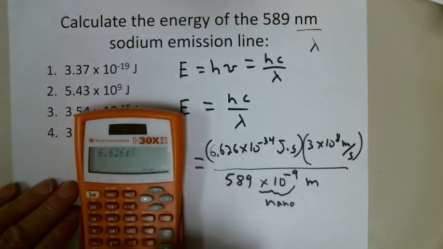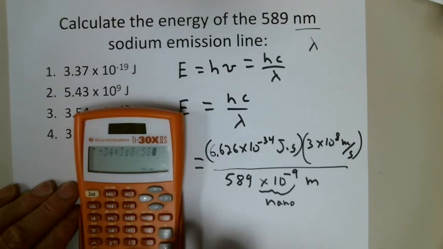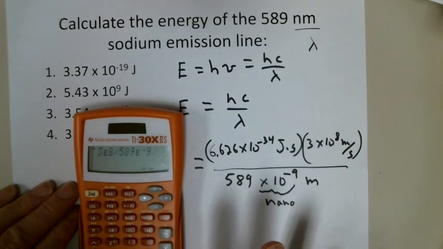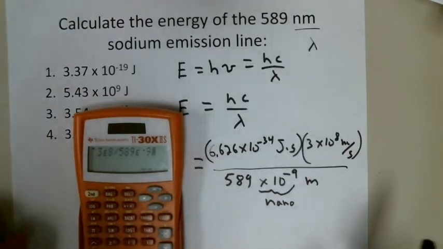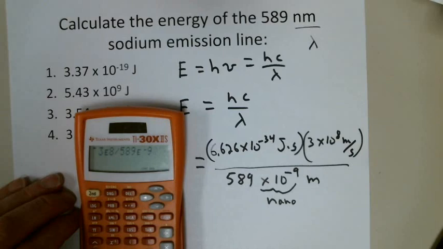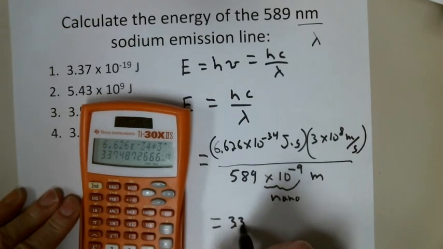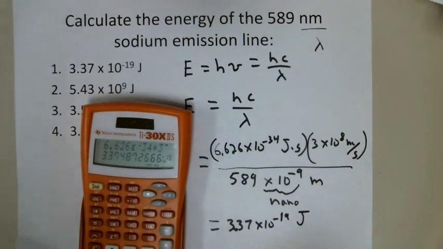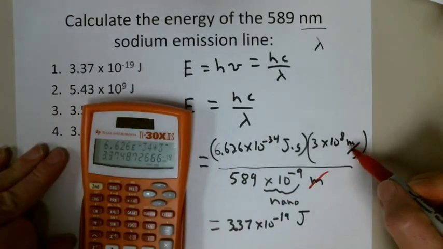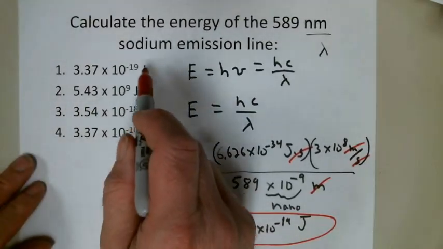6.626. Use the scientific notation button. It'll save you so much trouble. Minus 34 times 3 e to the 8th divided by 589. See that? No parentheses, no nothing, because if you use the scientific notation button, it's treating that just as a number, like 3.5 or whatever. Anyway, I did my conversion the shortcut way, and I get 3.37 times 10 to the minus 19th. And that now is in joules, because you see all the units have canceled, right? Meters canceled with meters, seconds with seconds, and now we're in joules.